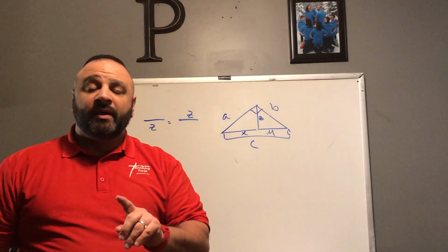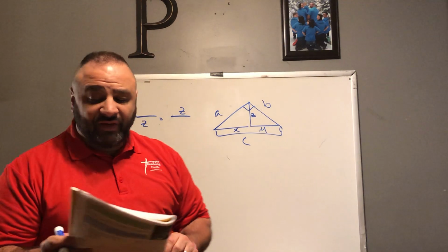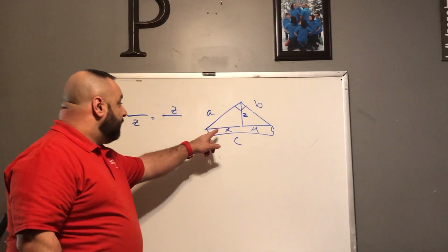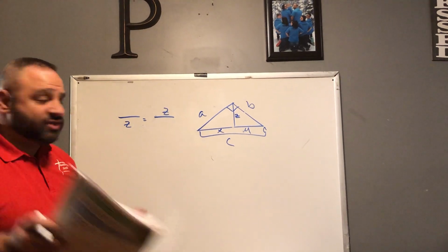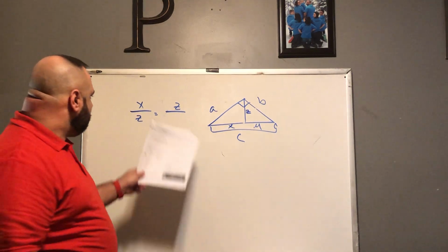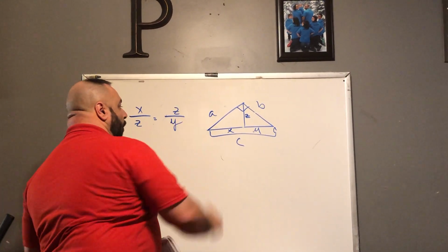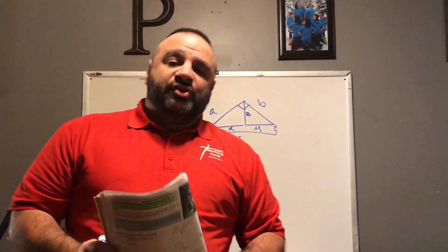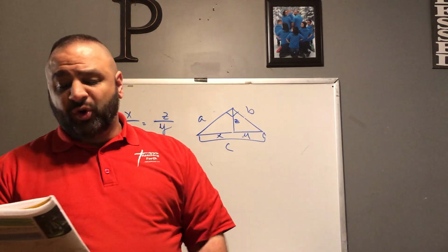Now, what are our first and fourth terms? Our first and fourth terms would be the segments of the hypotenuse, which would be X and Y. X would be the first term, and the fourth term would be the letter Y. So, Corollary 1 of Theorem 92 is very important, because now we're going to apply this.